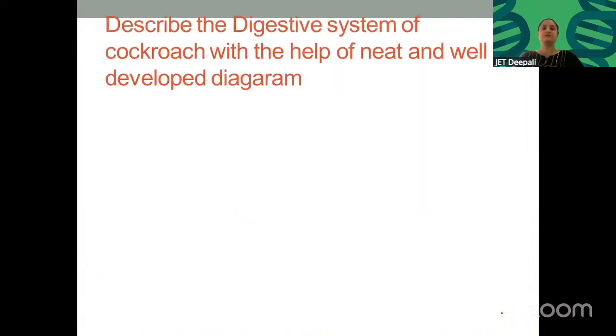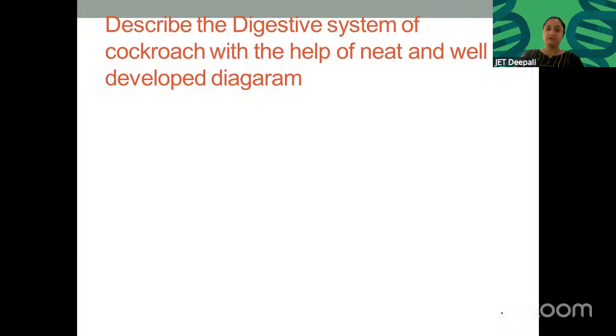Now coming to the question: describe the digestive system of cockroach with the help of a neat and well-labeled diagram. What they are asking in Section C is the life cycle, the diagram, the digestive system of particular organisms. From the non-chordates, they have chosen Ascaris. Now from the arthropods, which are also non-chordates, they have chosen cockroach, because the detailed study of Pheretima and cockroach is in your syllabus.